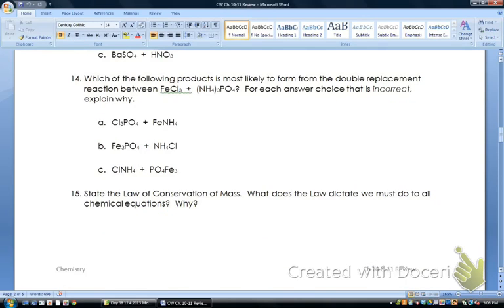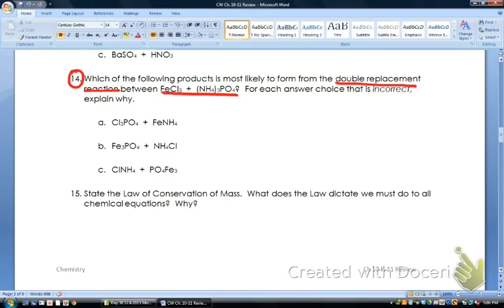The next problem that we will be doing is question number 14. So with this problem, we have this part as our reactants, and then it says that we are going to be doing a double replacement reaction. So that means we need to first figure out what our products will be.